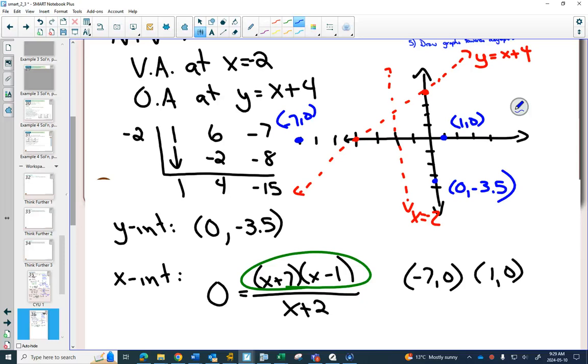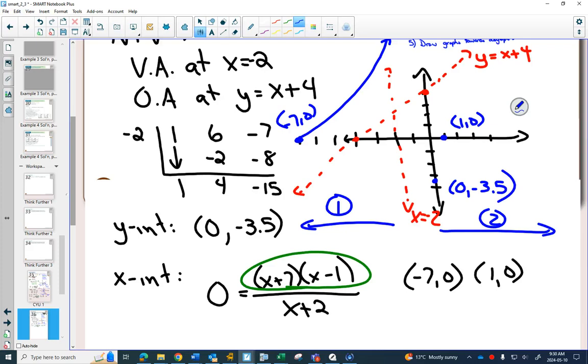And we ask ourselves, do I need any other nice points? Well, I take my vertical asymptote. This will be section 1, and this will be section 2. The oblique asymptote doesn't make a new section. It's just sections by your vertical asymptote splitting it up. That's how your domain is split up. Do I have a point already labeled in section 1? I do. So this is enough for me to say, I need to go towards this asymptote.